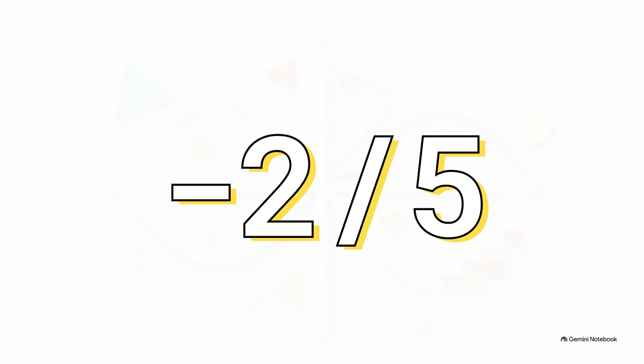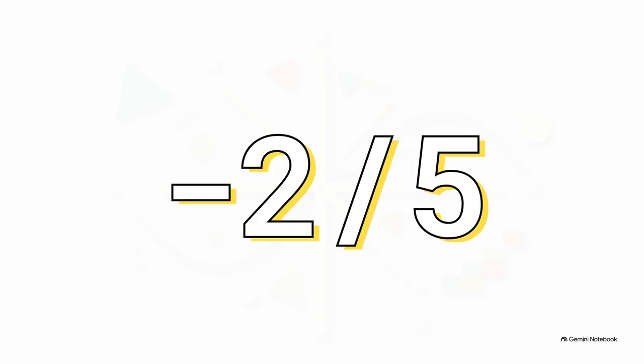Let's apply this to a concrete example from our source material. Let's say we have point P at coordinates 3, 4, and point Q at 5, -1. To find the rise, we subtract the y-coordinates. -1 minus 4 gives us a drop of -5. Okay, to find the run, we subtract the x-coordinates. 5 minus 3 gives us a run of 2. Rise over run, -5 divided by 2, or, written properly as a fraction, -5/2.